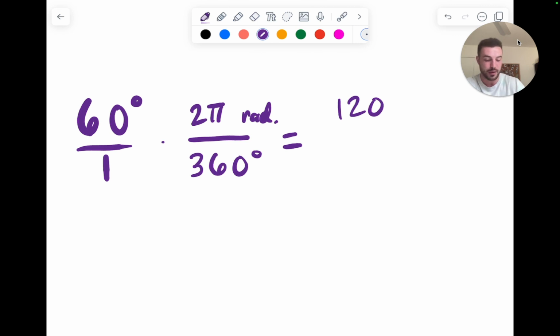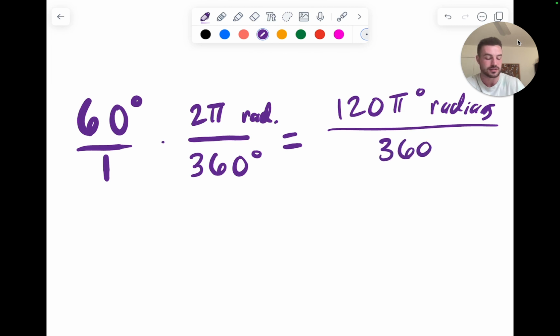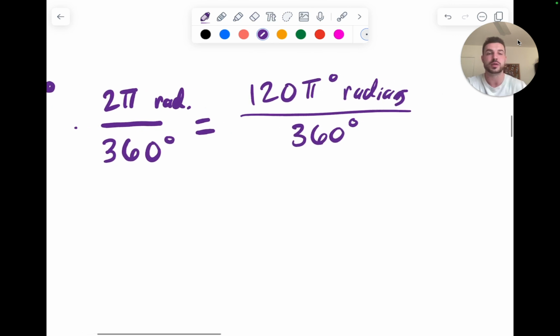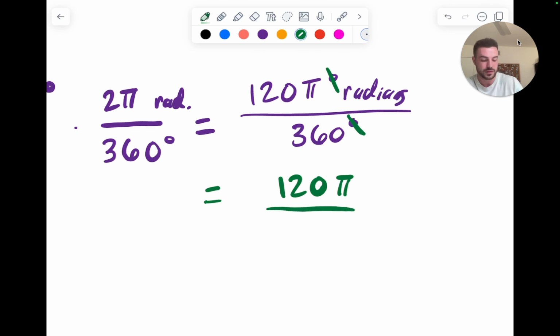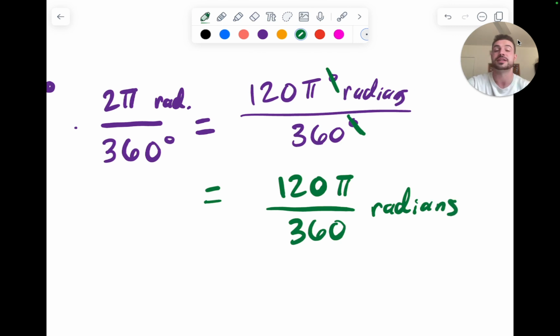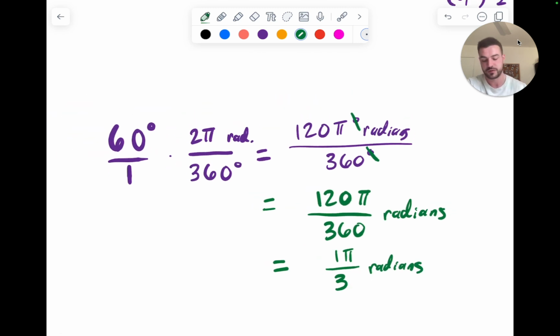Technically, we've got a pi, we've got a degree symbol, and then it says radians as well. And then our denominator, we just have 360 degrees. Well, the reason we did this is because now we have degrees in numerators and denominators, so it can cancel out. So we are left with 120 pi divided by 360 radians. All we have left to do is simplify this fraction. 120 divided by 360 is really going to be equal to 1 over 3. So we have 1 pi over 3 radians is equivalent to 60 degrees.